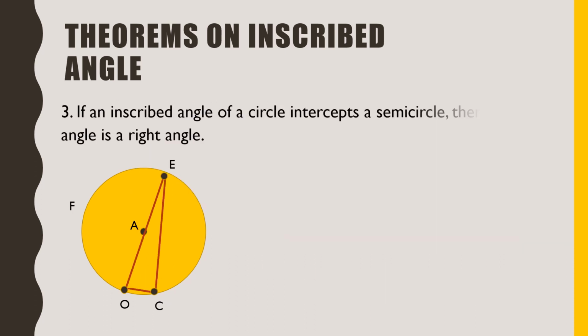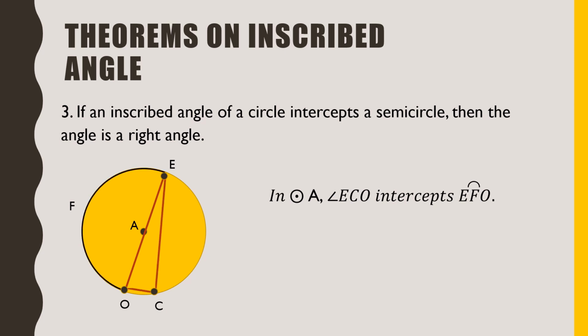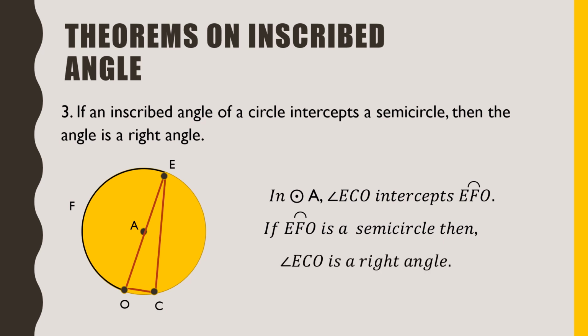For theorem number 3, if an inscribed angle of a circle intercepts a semicircle, then the angle is a right angle. Given the figure, in circle A, angle ECO intercepts arc EFO. If EFO is a semicircle, then angle ECO is a right angle.